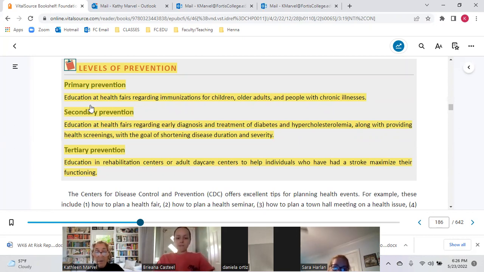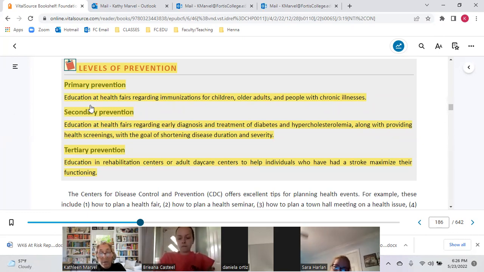Secondary. Okay. Secondary is early diagnosis and treatment. So education at health fairs regarding early diagnosis and treatment of diabetes, along with providing health screenings with the goal of shortening the disease duration and severity. Do we all understand why that is secondary? If you don't, speak up, so we need to clarify that.